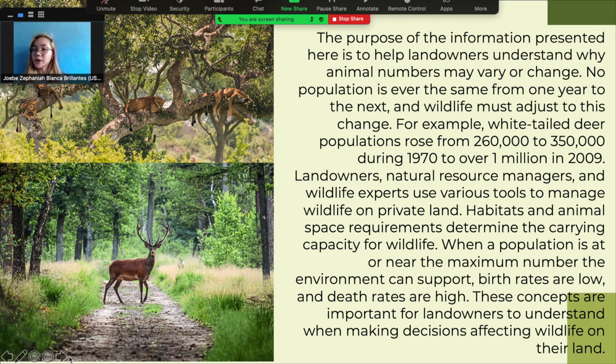Landowners, natural resource managers, and wildlife experts use various tools to manage wildlife on private land. Habitat and animal space requirements determine the carrying capacity for wildlife. When a population is at or near the maximum number the environment can support, birth rates are low and death rates are high. These concepts are important for landowners to understand when making decisions affecting wildlife on their land.